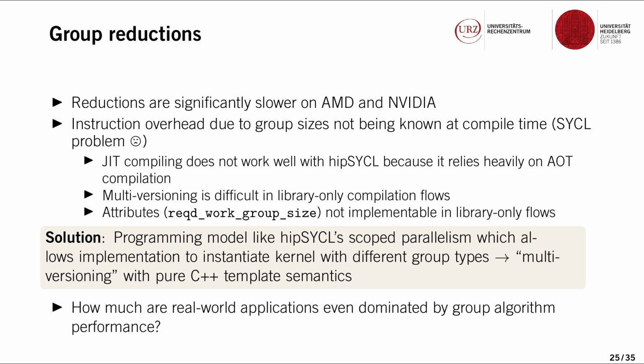However, I'd also like to put a question mark at the relevance of the group reduction performance for real-world applications, because if we are already dominated by instruction overheads of an if statement, basically, then it's likely that for most kernels that are not exclusively executing group reductions, maybe the performance difference might not be noticeable.